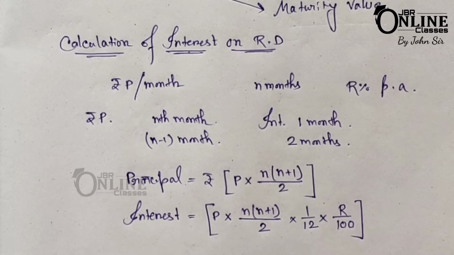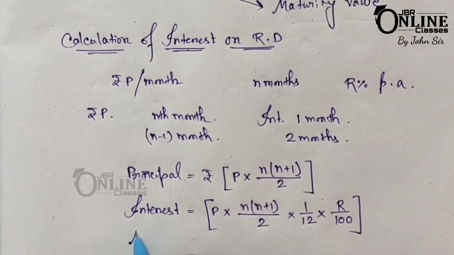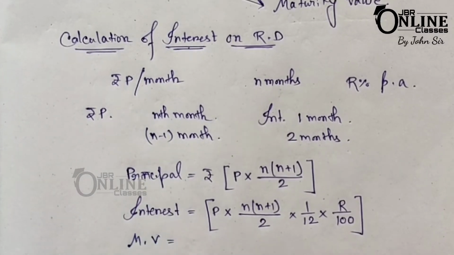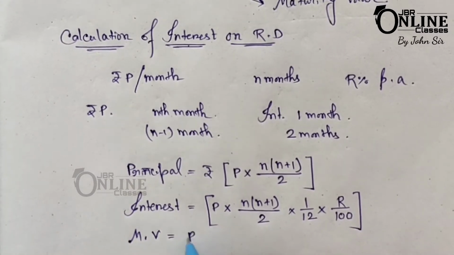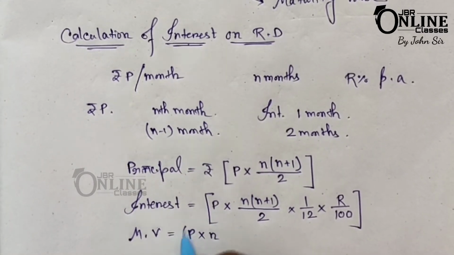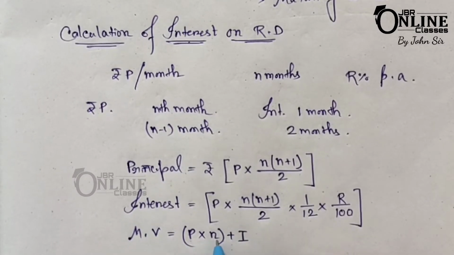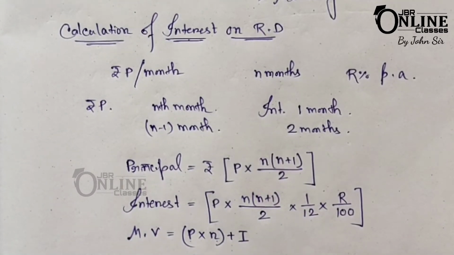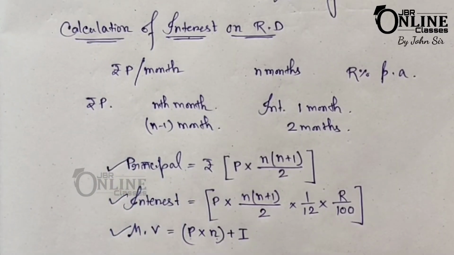Now the last thing, you have to find out the maturity value. That means you have to find out MV, the maturity value. To find out the maturity value, the formula is P into n plus interest. So these three formulas will be needed to solve the problem.